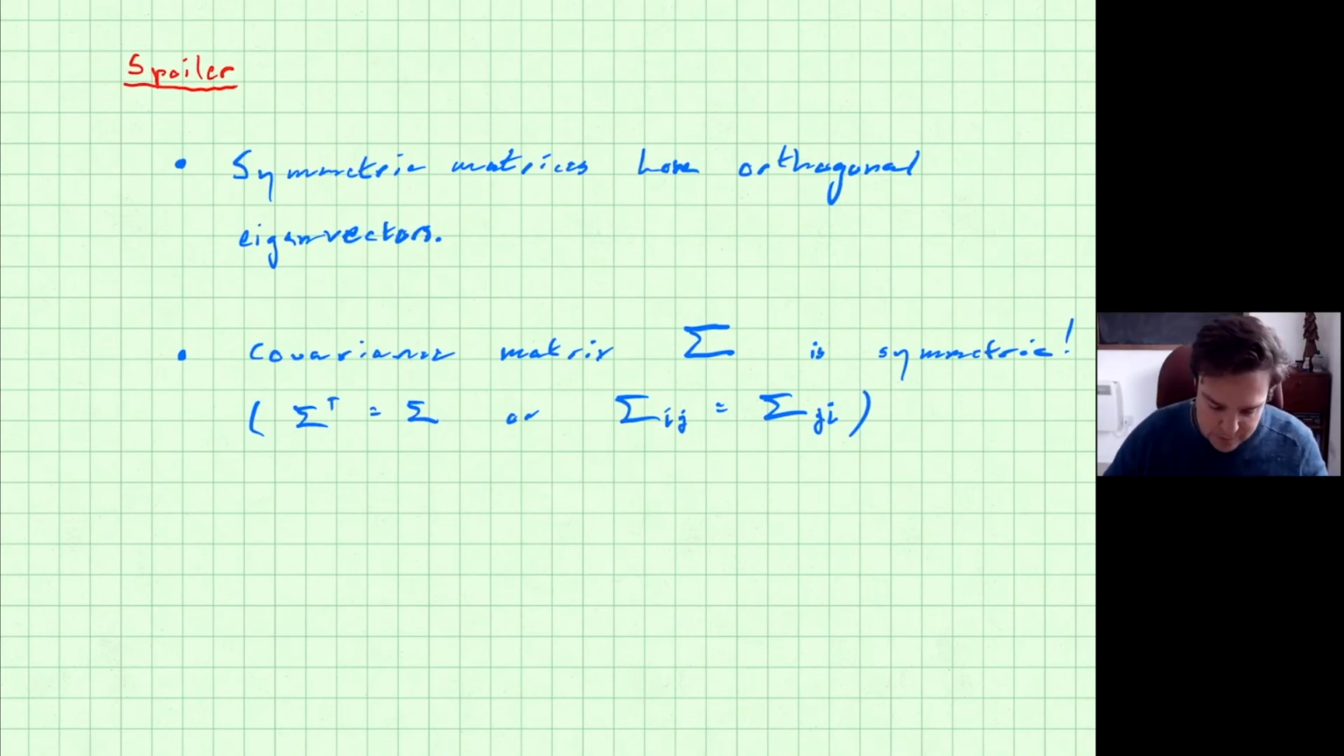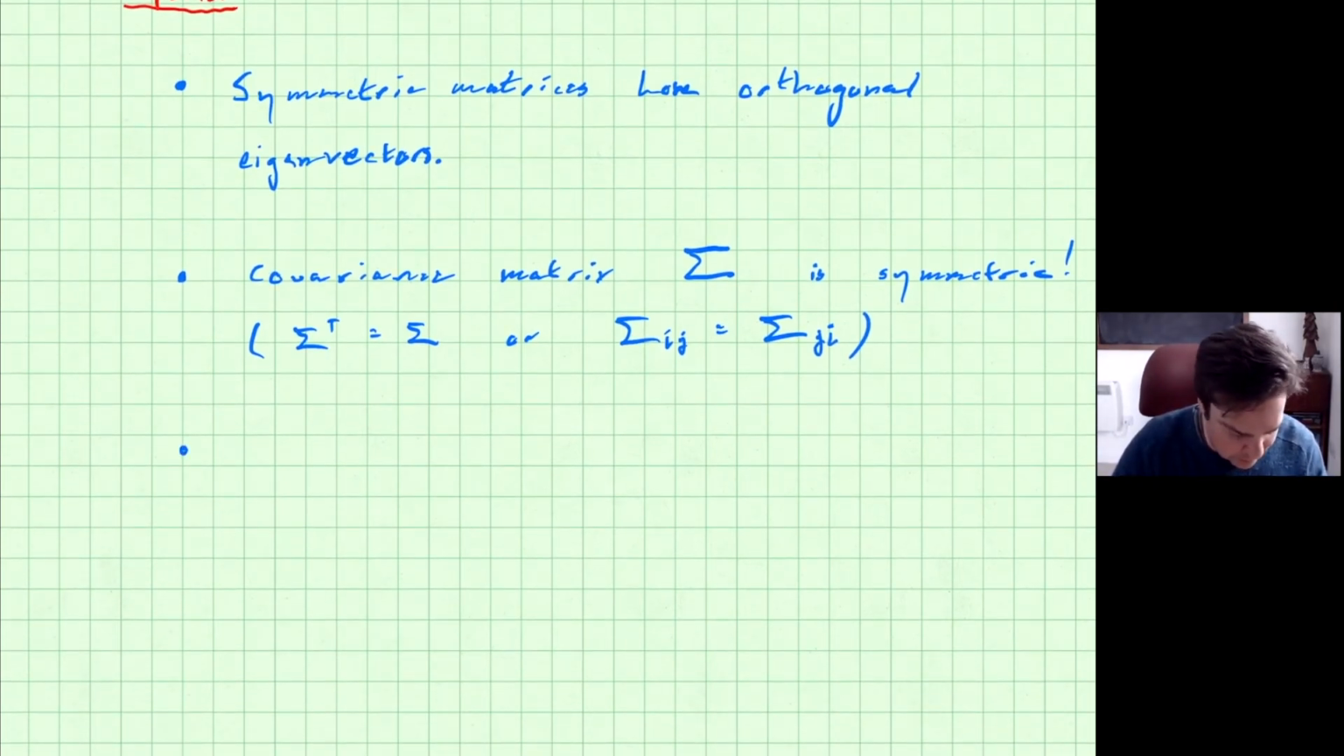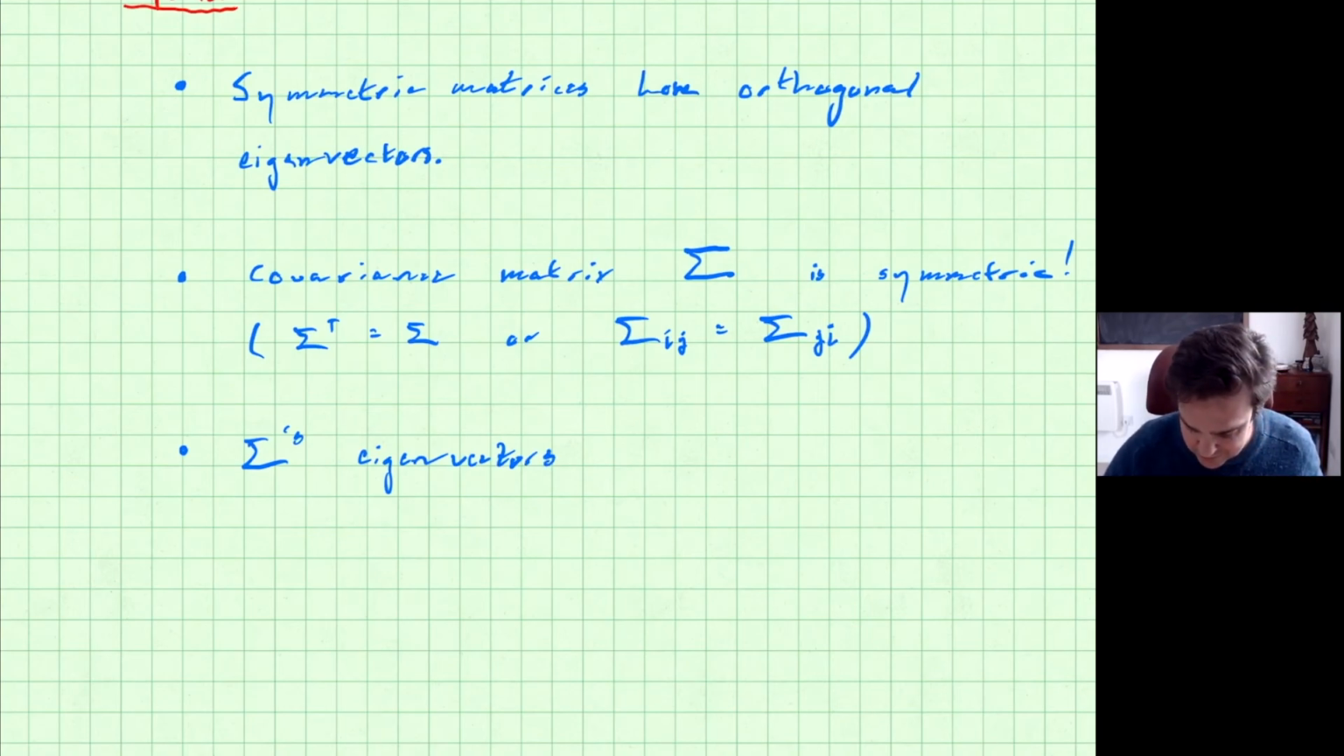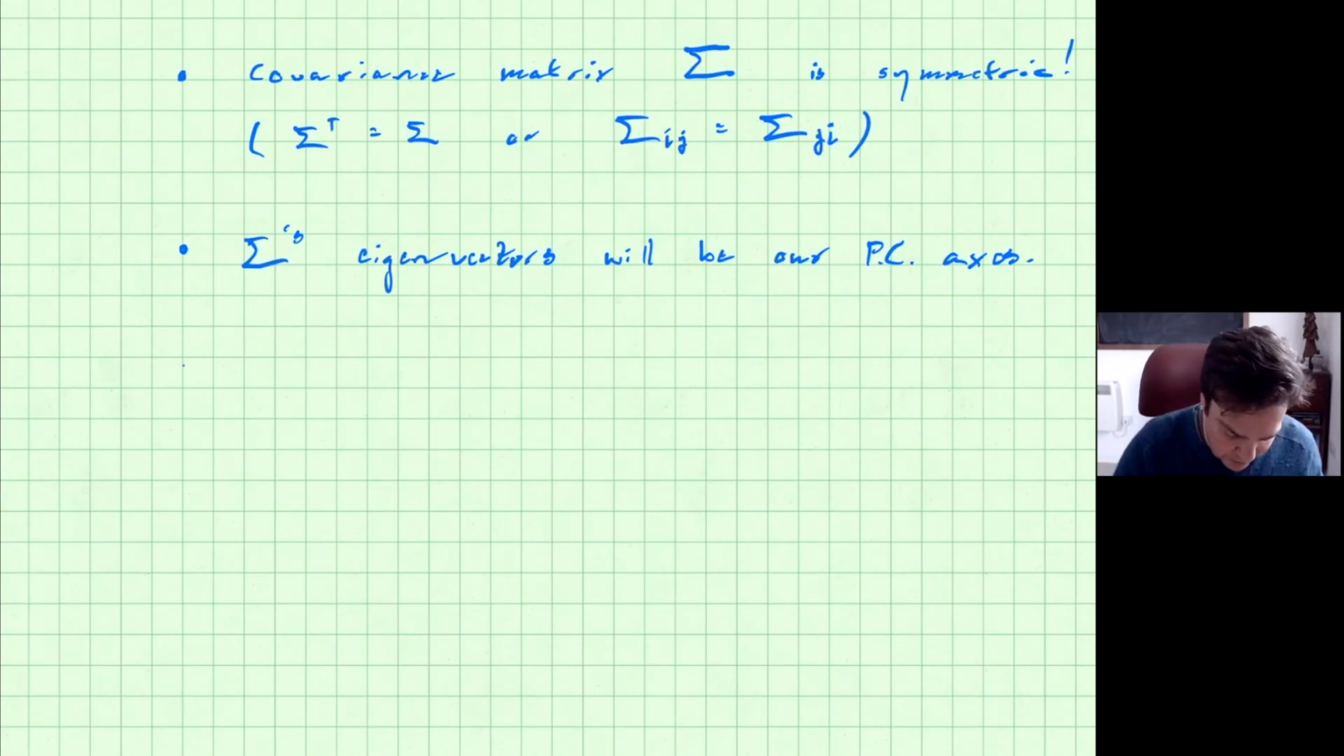And so what's going to happen is we're going to use that. So sigma's eigenvectors will point in the direction of our PC axes. They will be our principal component axes. Now, this is the best part. This is really a spoiler. This is all the stuff that we're just going to kind of tell you. It's really amazing. The eigenvalues.